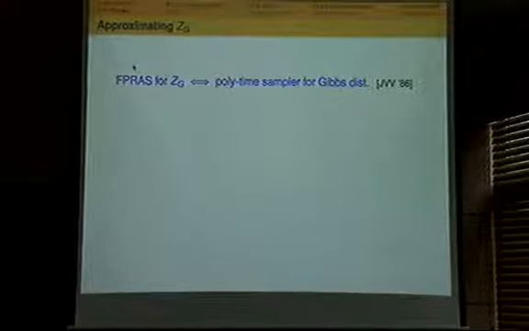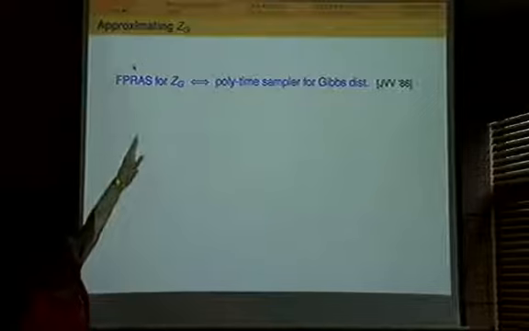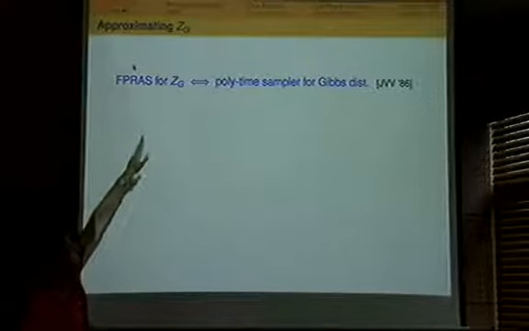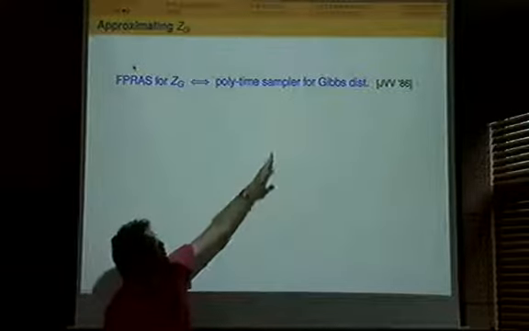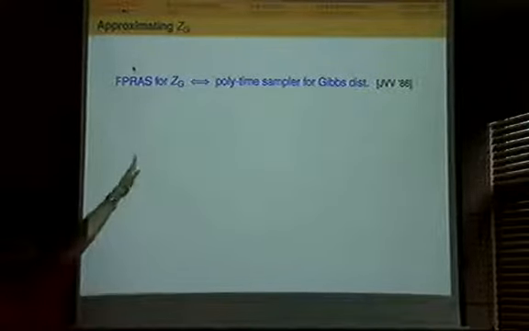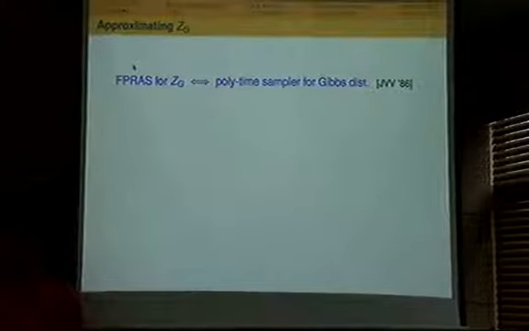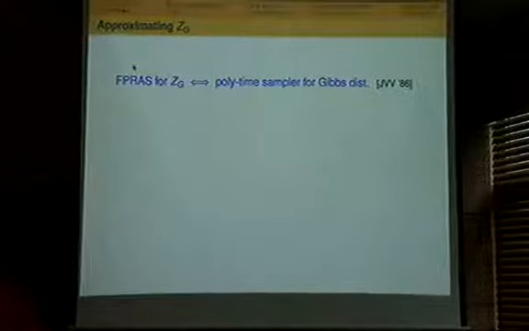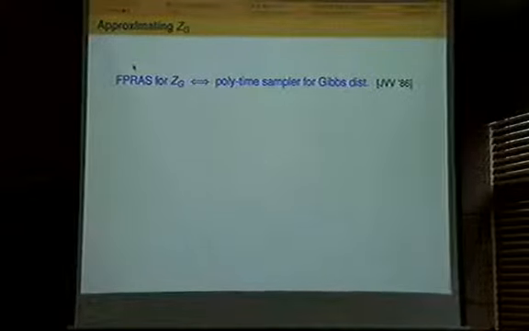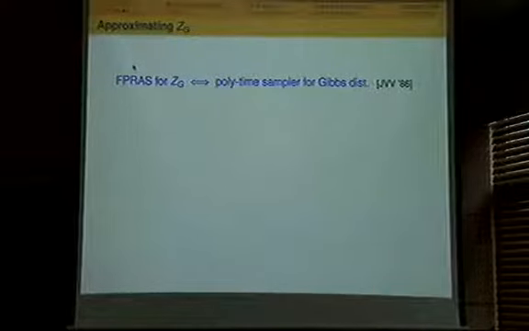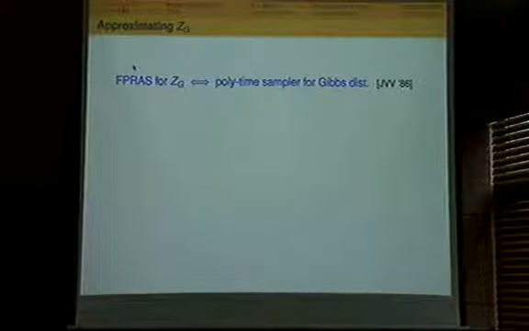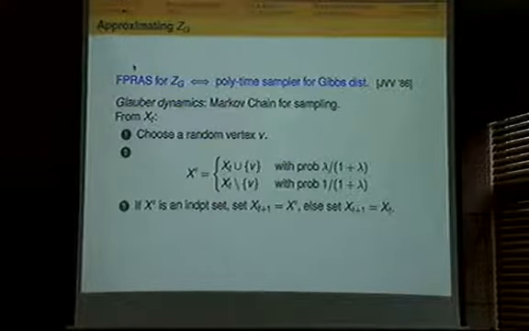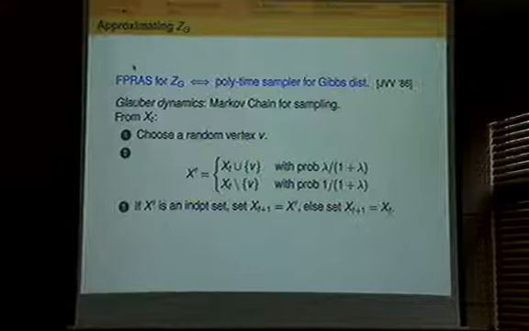And then this is what I alluded to earlier. If you can get a randomized scheme to approximate the partition function, then you can sample from that Gibbs distribution. And if you can sample from that Gibbs distribution, you can approximate this partition function. It's not too difficult. I'll give you a hint about one of the directions, and the idea, later in the talk.